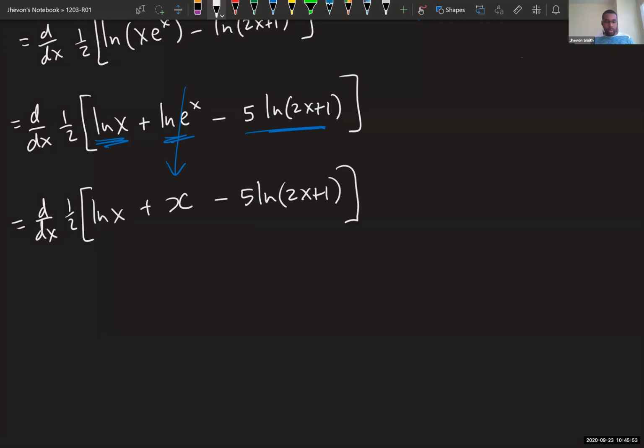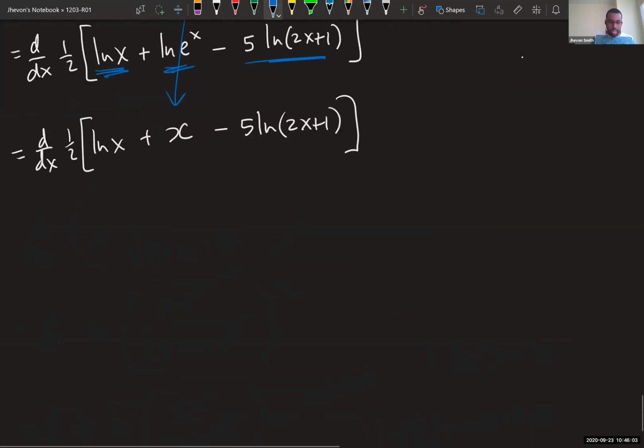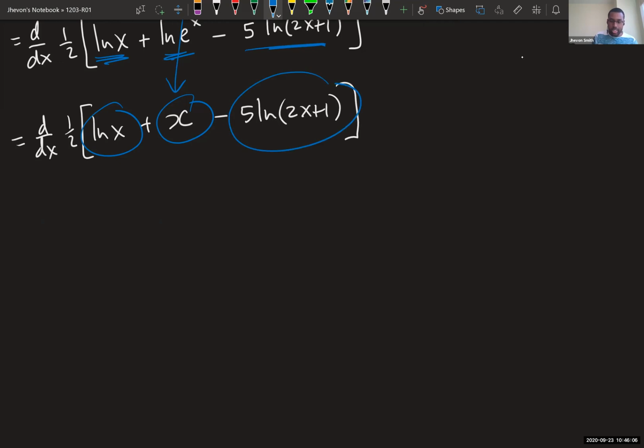Now compare this to the original. Would you rather have to find the derivative of this, or the derivative of each of these, right? Which one do you think is going to be less time, less work, less complicated, right?